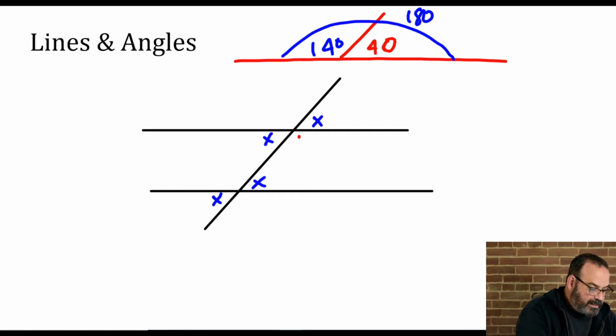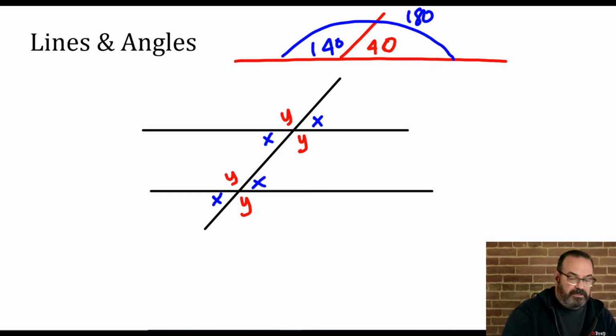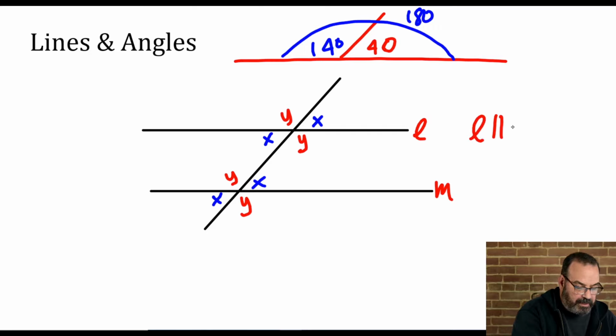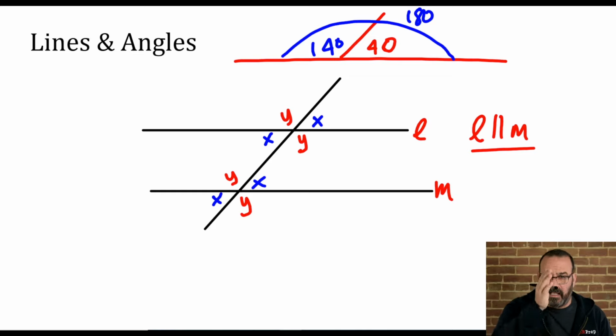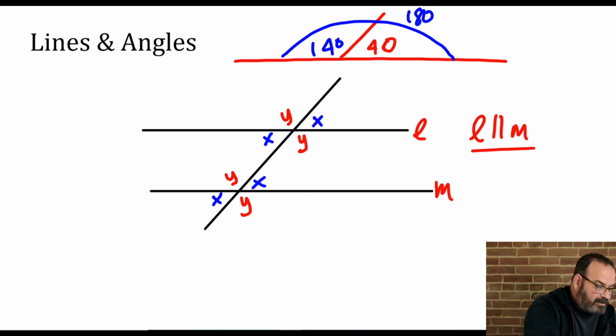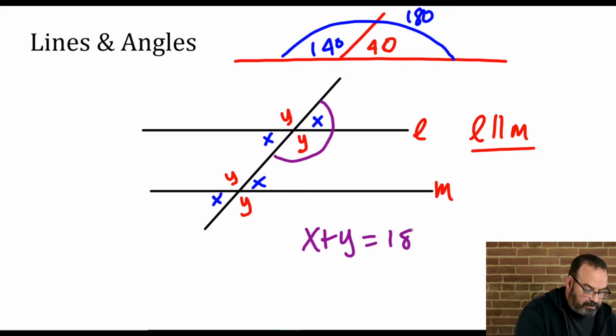If we put this as angle Y, its vertical is Y here, and its vertical is Y here. So there are parallel lines. Let's call this L and M, and make sure we write L is parallel to M. They use both the parallel symbol, the two lines, as well as the word parallel. And these are supplementary, so X plus Y is equal to 180 degrees.